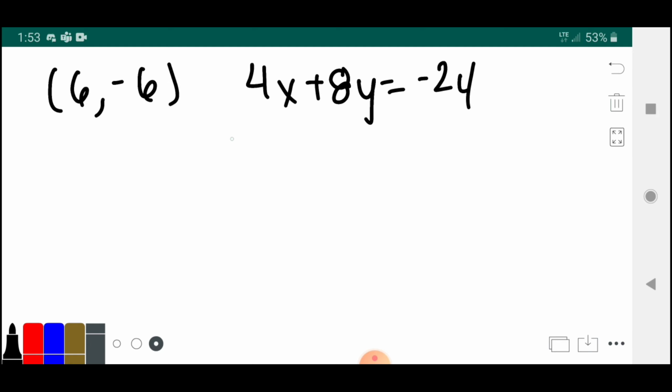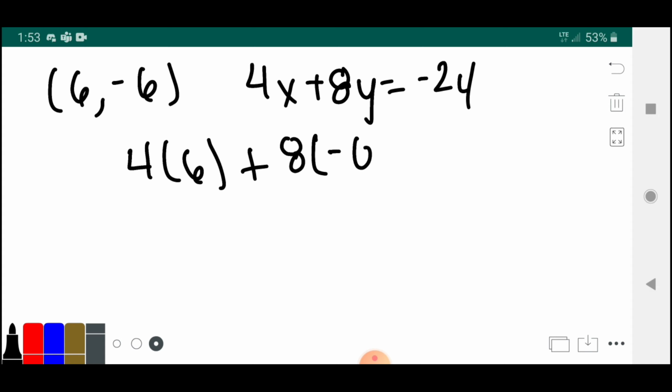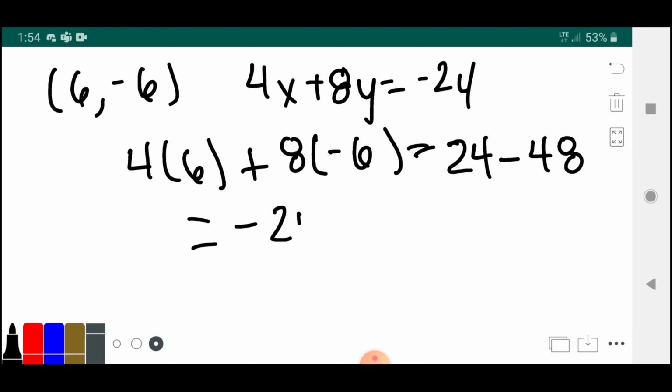4x plus 8y equals negative 24, or 4 times 6 plus 8 times negative 6 is equal to... 4 times 6 is 24, and 8 times negative 6 is negative 48. 24 minus 48 is equal to negative 24, which matches up with our answer above. Our answer checks out.